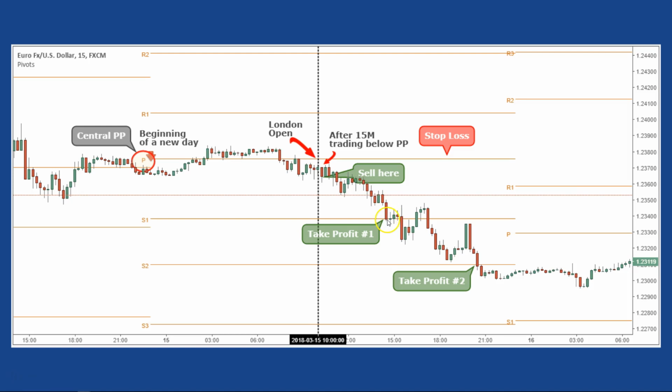Or take half off here, move your stop to break even. When it hits the second support level, put your stop at the first support level and let it continue to run. Today was a really good day, and I'll show you an example of that later on the live chart.